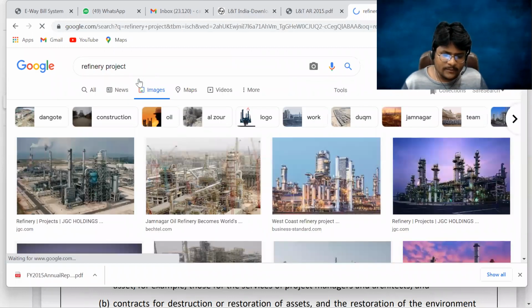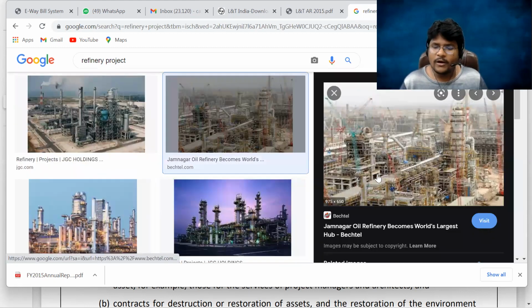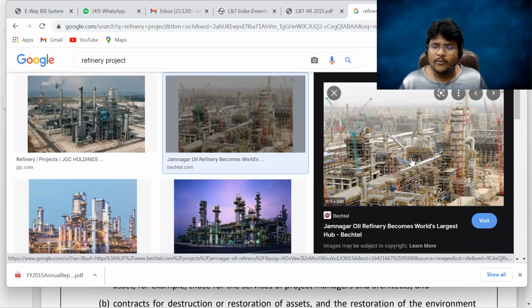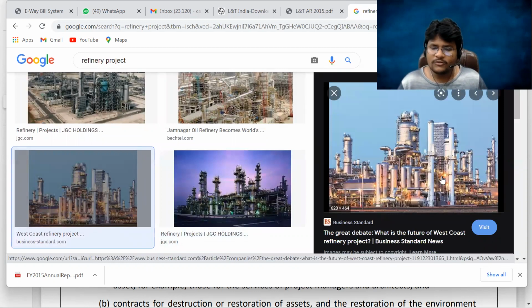Refinery projects. You can check here, guys, how giant it is. This is the Jamnagar oil refinery. It is too complex, a construction project which is completely interrelated and interconnected with so many other assets. Whatever picture you check, all are joint operations, all are joint assets. This generally happens in the case of very complex plants.